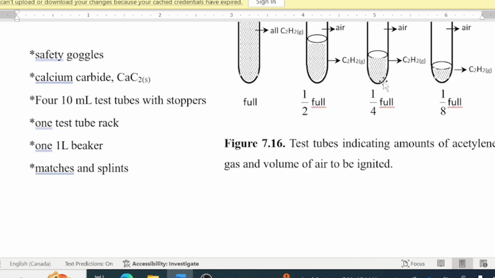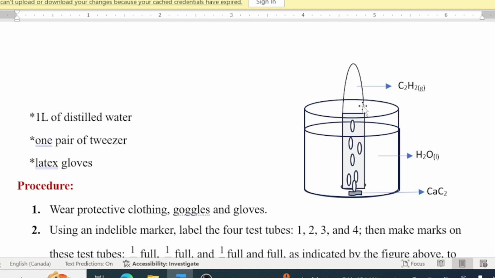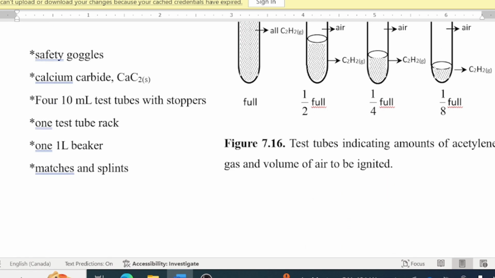This one, you'll do the same thing. Allow the calcium carbide to react with water to produce more acetylene gas. When 1/4 of it is left, as demarcated by the line here, take it out. The rest of the water falls out, air comes inside, and then you stopper it and put it there. And you do the same thing for this one here, only you want one eighth of it with the gas.